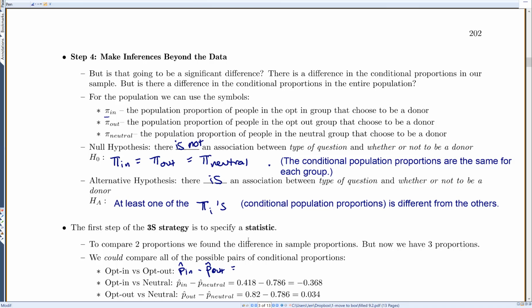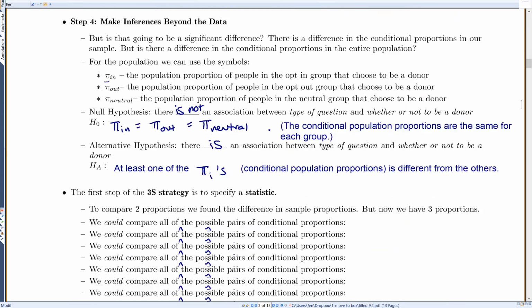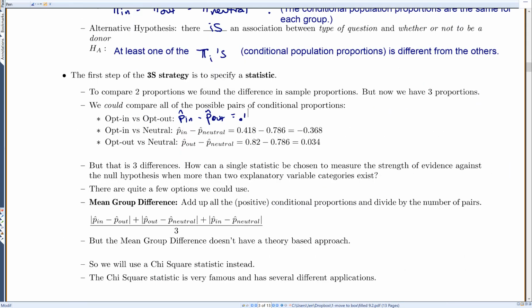I have to scroll back up to see what those are. So it looks like it would be 0.418 and 0.820. So 0.418 minus 0.82 gives me negative 0.402. And I could do that for each of the other pairs. So I could still find the difference between opt-in and neutral, so negative 0.368, and the sample proportions between out and neutral, so 0.034. But that's three differences. So how can we choose just a single statistic, just one number, that we can use to measure the strength of evidence against the null hypothesis?